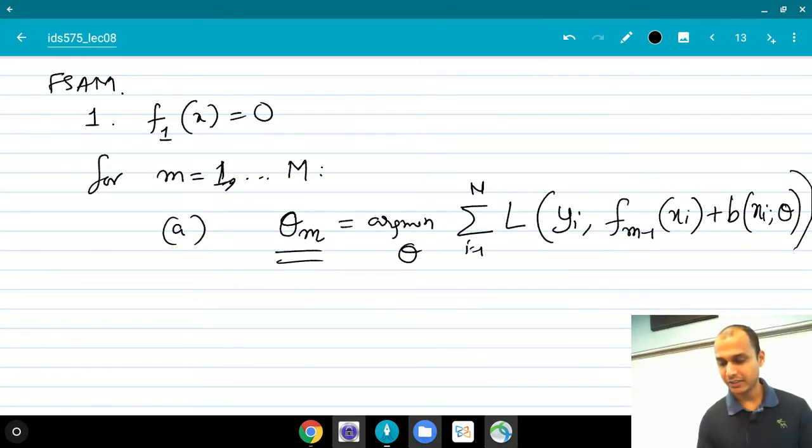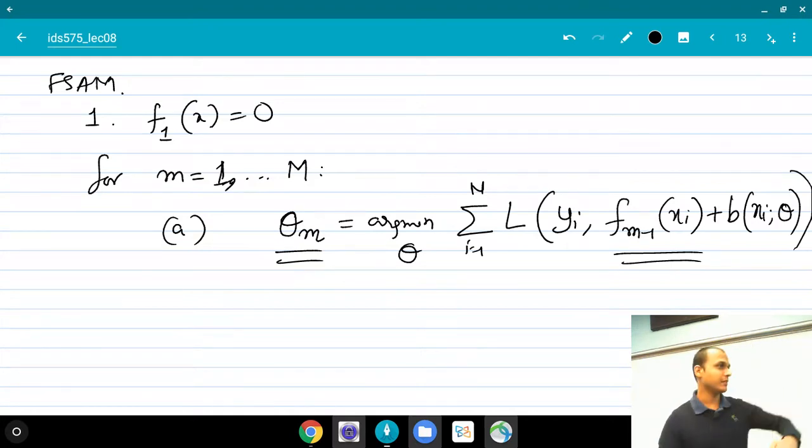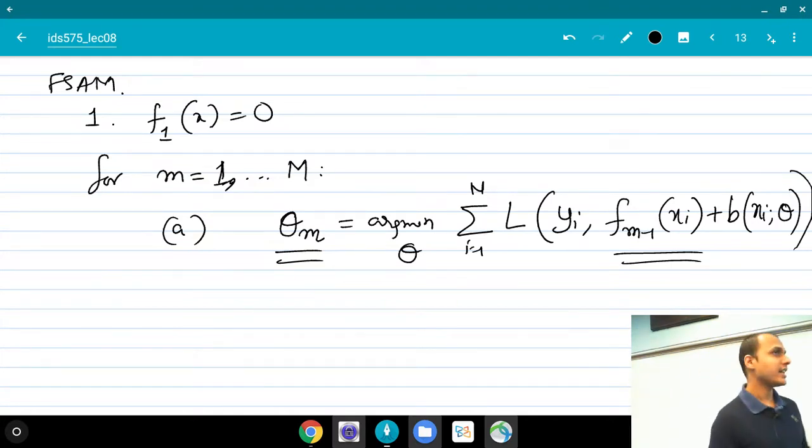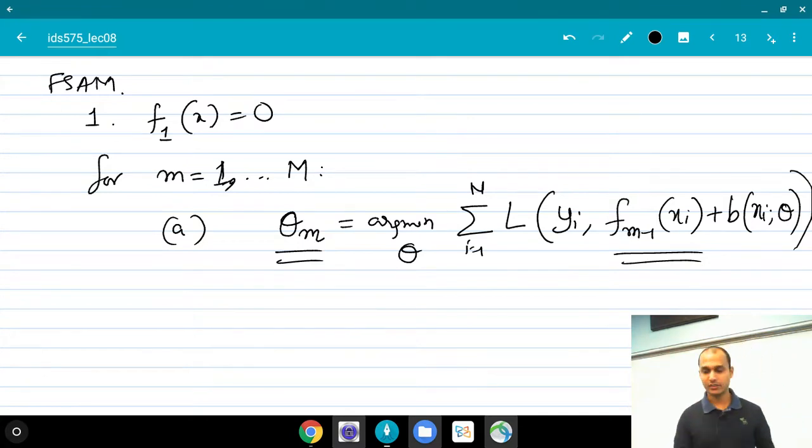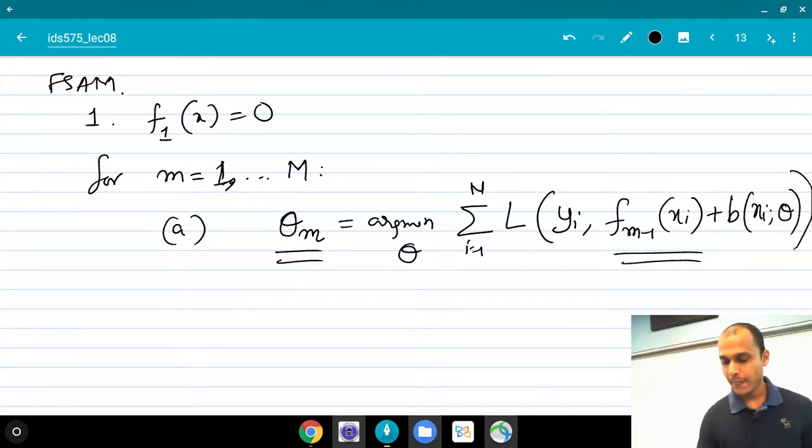So I wrote it a little bit carefully. I'm just saying that you want to find, so you've already figured out, you're in the mth step. You're trying to add the mth model. In the mth stage, you're adding the mth model additively. You're creating an additive model.